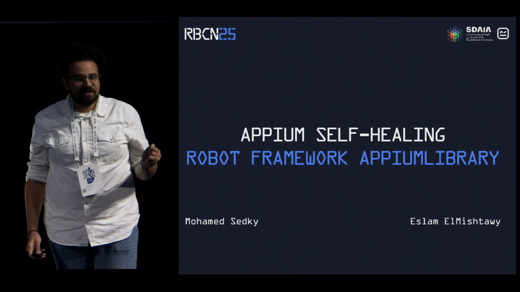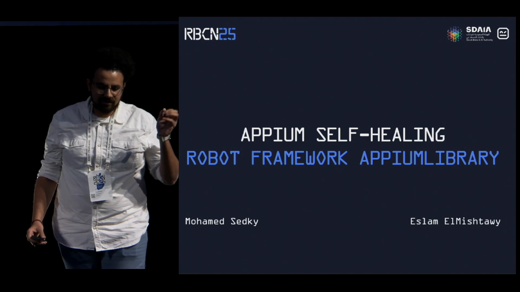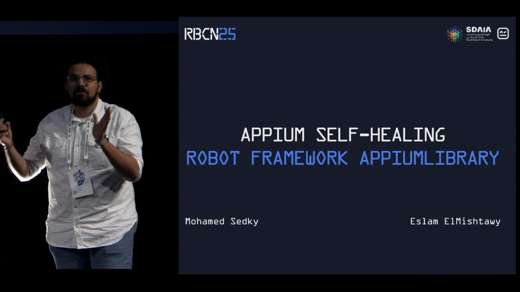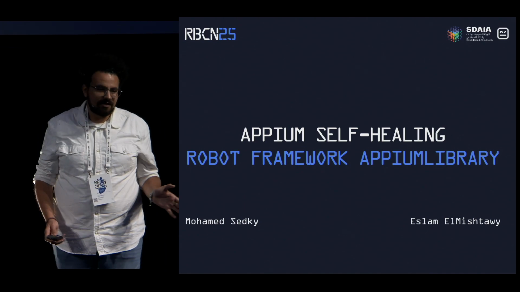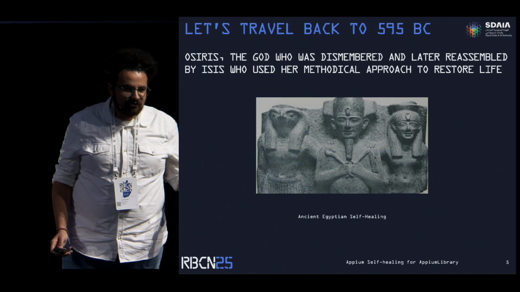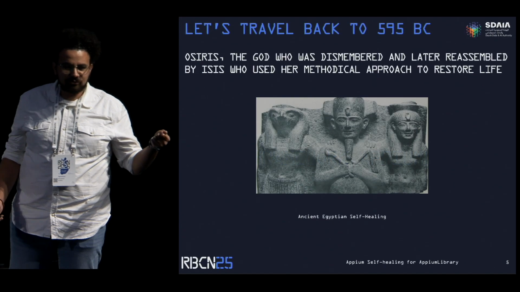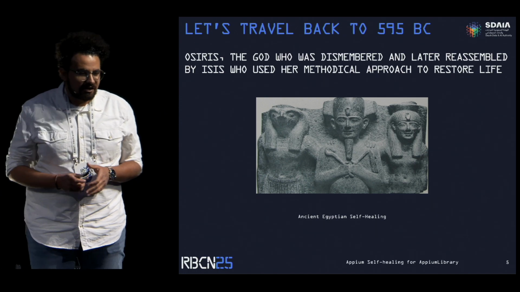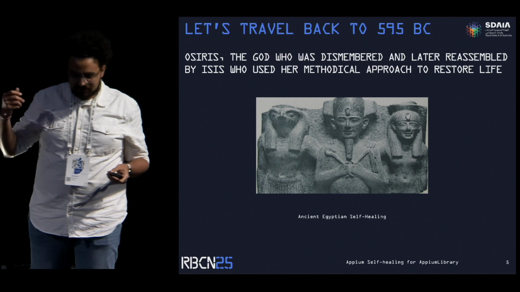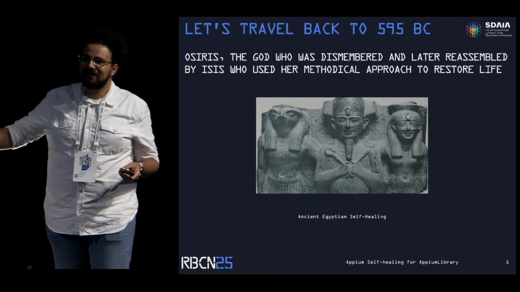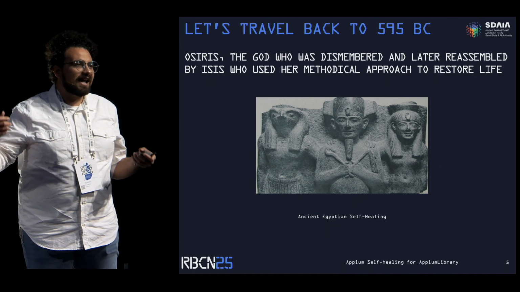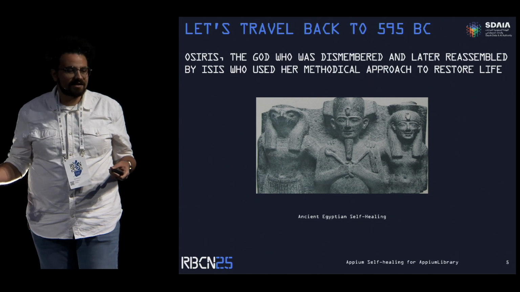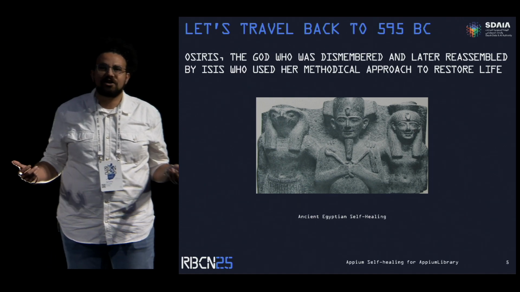So, to understand self-healing first, let's take our presentation to 3 different countries through 3 different times. The first country, we are going to travel back to ancient Egypt, where there was King Osiris, a very good king, and he was very loved by the Egyptian people. And there was his queen, Isis, and they had a great vision together.